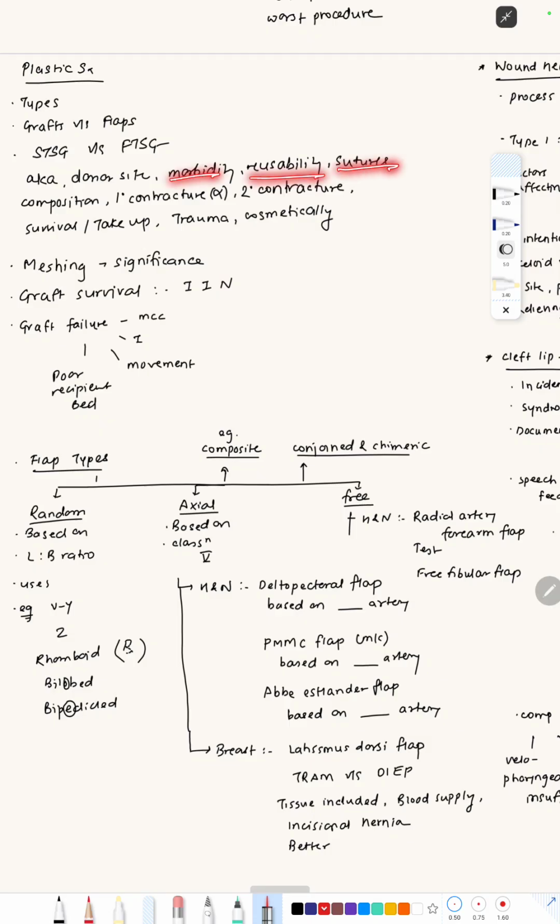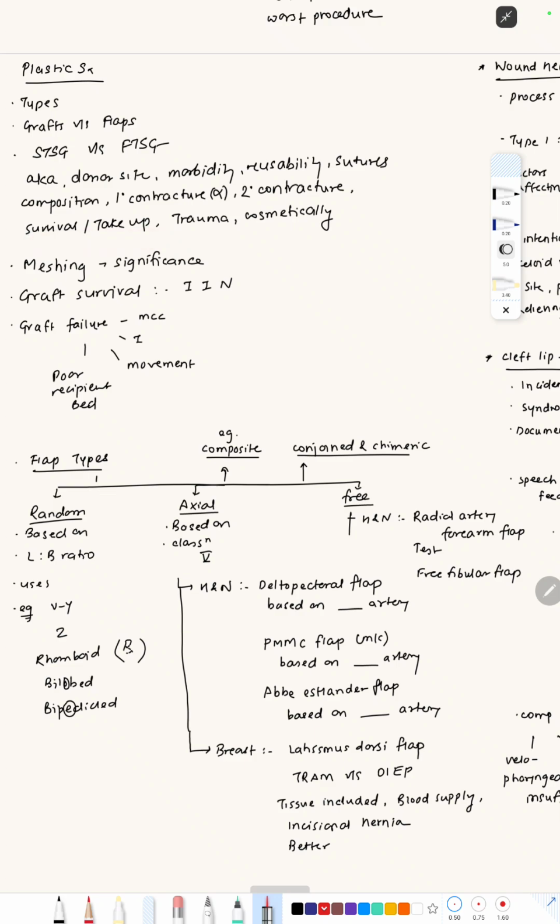Then sutures are required in full thickness. Composition: split thickness skin graft consists of the epidermis and part of dermis, while epidermis and complete dermis is present in full thickness skin graft. Primary contracture is the contracture at the donor site and is directly proportional to the amount of dermis. So primary contracture is more in the full thickness skin graft. Secondary contracture happens at the level of recipient, and this is more in the split thickness skin graft.